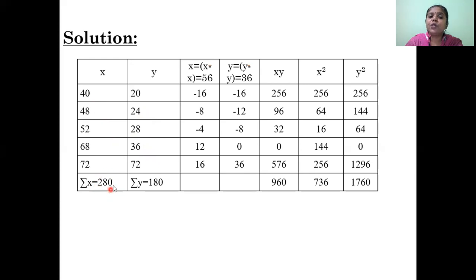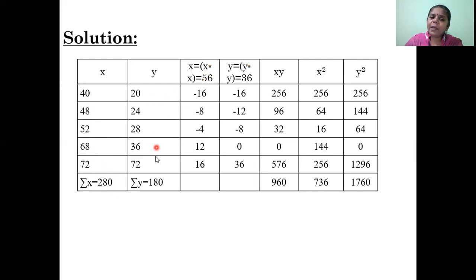This is the actual mean method. So by actual mean, we got 280. 280 divided by the number of items, 1, 2, 3, 4, 5. 280 divided by 5, you will get 56. Similarly, that is called the x mean. x mean is equal to 56.